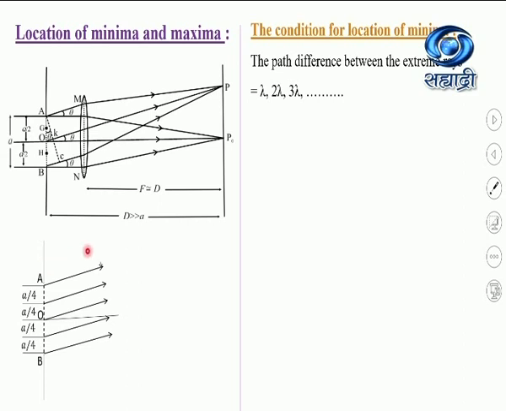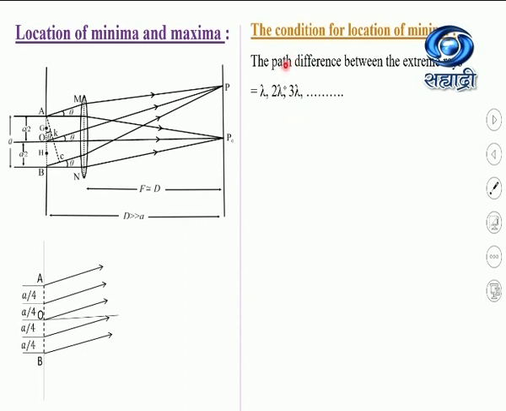So when the path difference between the extreme rays, now we consider the extreme rays, the ray from point A and the ray from point B. These are the extreme rays. The path difference between these two rays is 2 lambda, and therefore the point obtained on the screen is the dark point, or the intensity is minimum at that point, and that is the second dark point from the central bright point, or it is called the second minimum of the diffraction pattern.